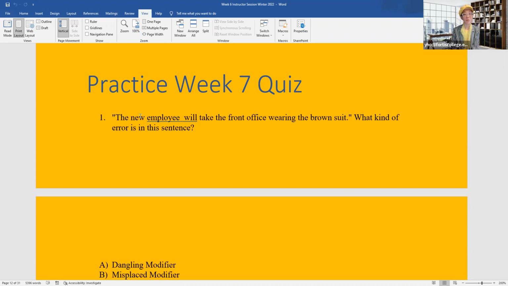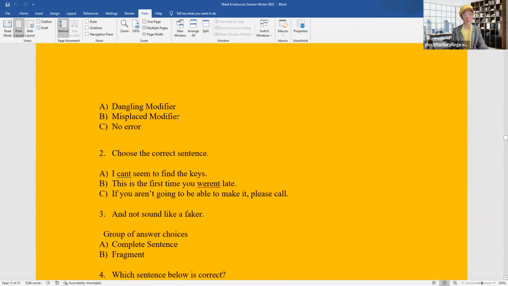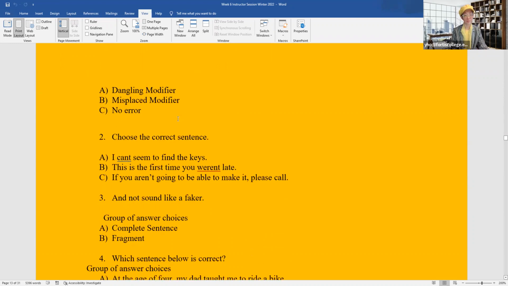So the new employee will take the front office wearing the brown suit. What kind of error is in this sentence? So here, in order to make this sentence correct, I have to move wearing the brown suit next to employee. So the new employee wearing the brown suit will take the front office. So if I have to move the modifier around, then that is a misplaced modifier error.